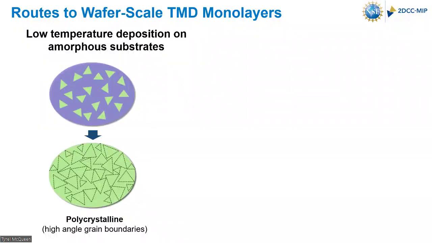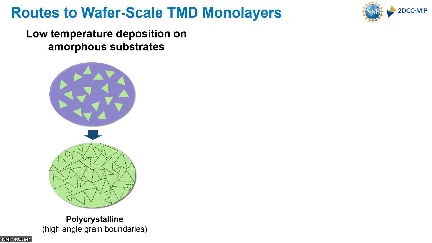So there are two main approaches that are being used to make wafer scale TMD monolayers. One is to start off with a substrate like silicon that has an oxide on it, so maybe SiO2 or another dielectric, and then deposit the material using chemical vapor deposition or another vapor deposition technique.